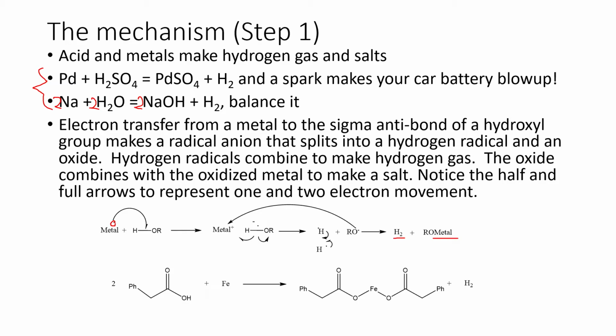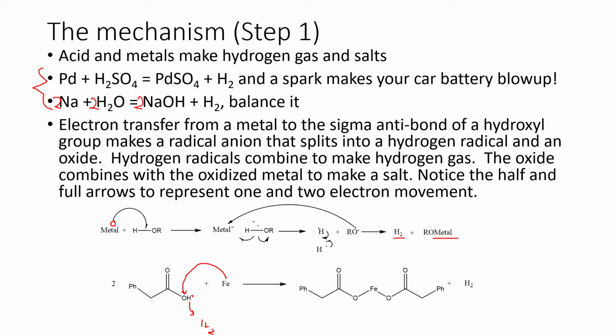So we can do this with our reactant. We have 2 moles of our acid and 1 mole of our iron. If we apply this same theory, what will happen is our iron will donate an electron to this hydroxyl group. This hydrogen will take the radical and leave to combine with another hydrogen to form H2. This hydrogen came from another acid.